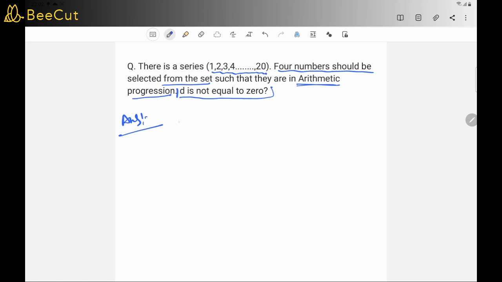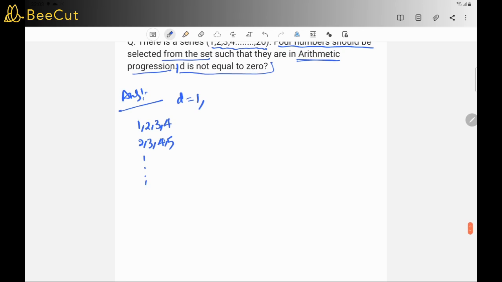Now if the common difference is equal to 1, so we can take 1 2 3 4, 2 3 4 5, so on till 17 18 19 20. So there are 17 such ways.